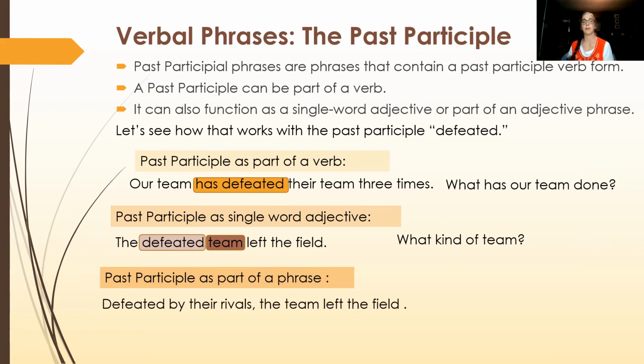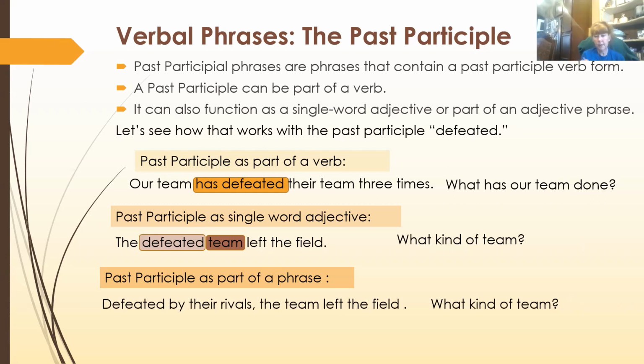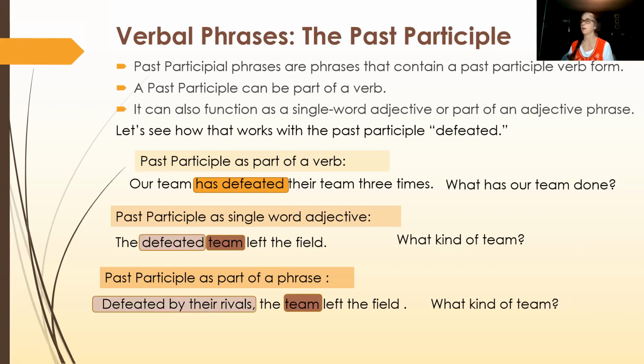Now let's look at it as part of a phrase. Defeated by their rivals, the team left the field. What kind of team? The team that was defeated by their rivals. The defeated by their rivals team. There you go. Now let's talk about how this word defeated might sometimes be seen as a noun, not usually.